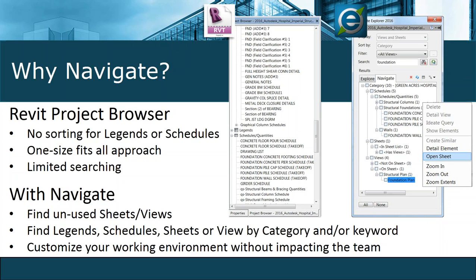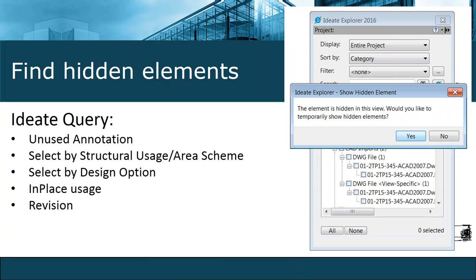You can find unused sheets and views, you can find legends and schedules, and you can customize your working environment. And then with the Ideate query, you can find hidden elements, find unused annotation, and select by structural usage. You saw that I was able to review in-place usage as well in the family. You can also review revisions. So any details or data that was in the Revit model, you can basically search on.